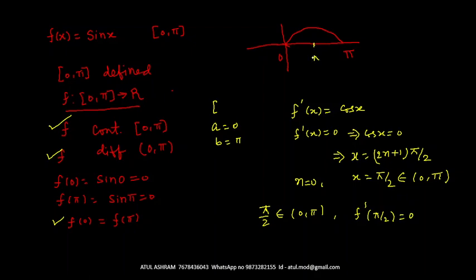Where is pi by 2? This point is pi by 2 in the graph, and here you can see that the tangent is parallel to the x-axis, right? That means the slope of the derivative is 0. Okay, so this is a beautiful example to understand Rolle's theorem. We have taken the function sin x in the closed interval 0 to pi, and we have seen that all the conditions of Rolle's theorem are satisfied, and there is a c, a number in the open interval 0 to pi, where the derivative is 0.